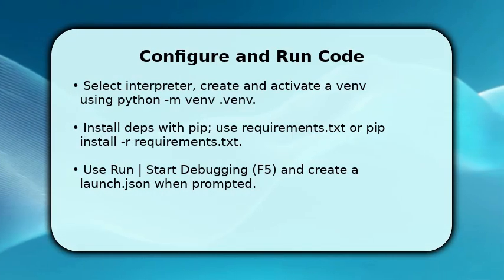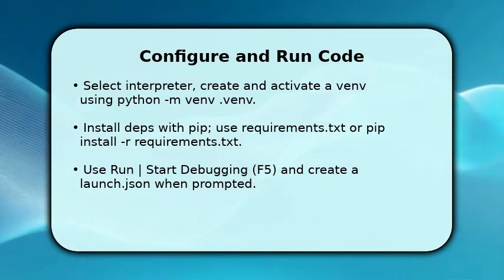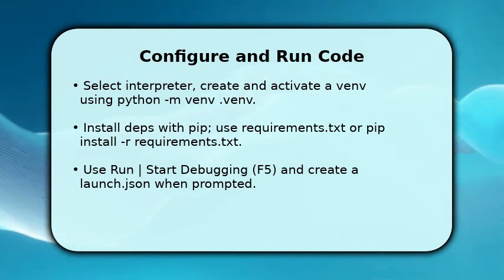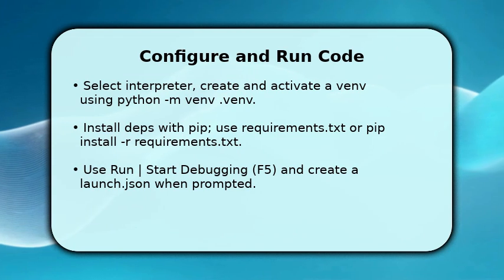Now configure execution and debugging. Create and activate a virtual environment with python -m venv .venv so dependencies stay isolated. Once activated, pip install your packages or use requirements.txt. Select that venv as the workspace interpreter. This ensures the debugger and terminals run the same environment.